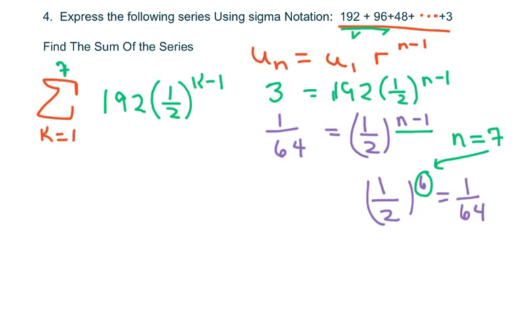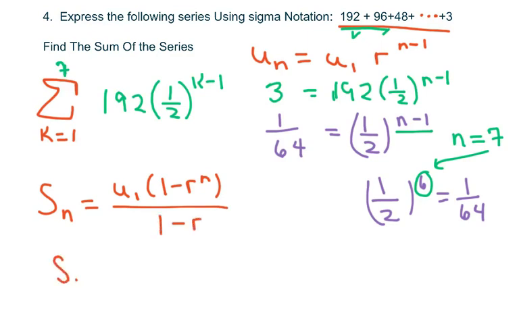We also have to find the sum of this. You could write it all out and do it that way, or we can just use our summation formula, which is u sub 1 times 1 minus r to the n over 1 minus r. So our sum is going to be 192 times 1 minus r to the nth power, divided by 1 minus 1/2, which is 1/2.